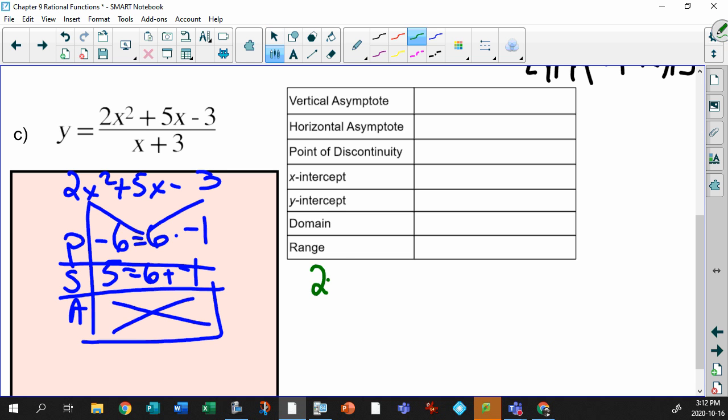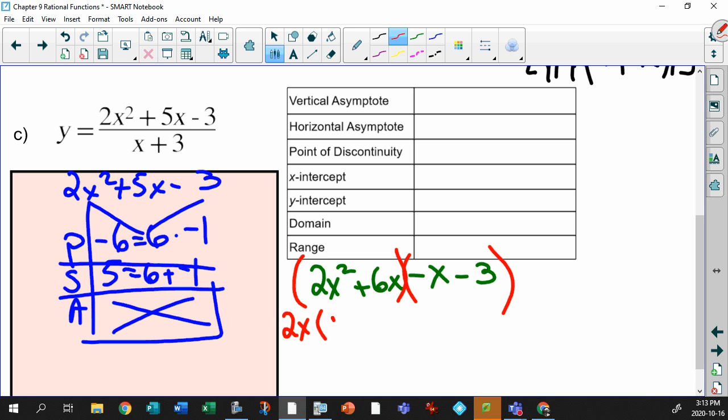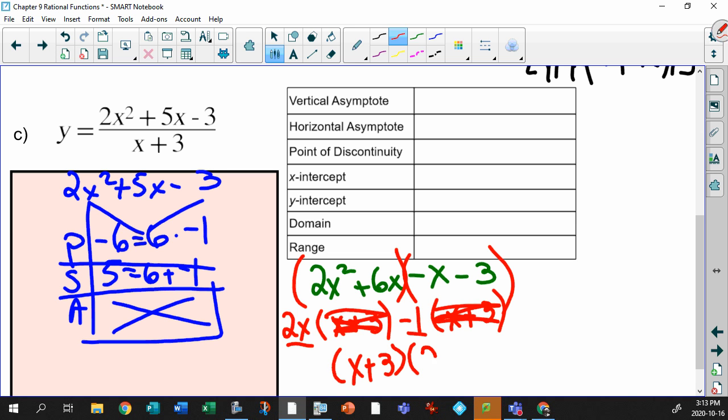So here we go. 2x squared plus 6x minus x minus 3. Group factorization. Take a 2x out, leaving you with an x plus 3. Take a minus 1 out, leaving you with an x plus 3. Your result is, of course, x plus 3 because it shows up twice. And what's left? 2x minus 1. There's your factorization of your numerator.